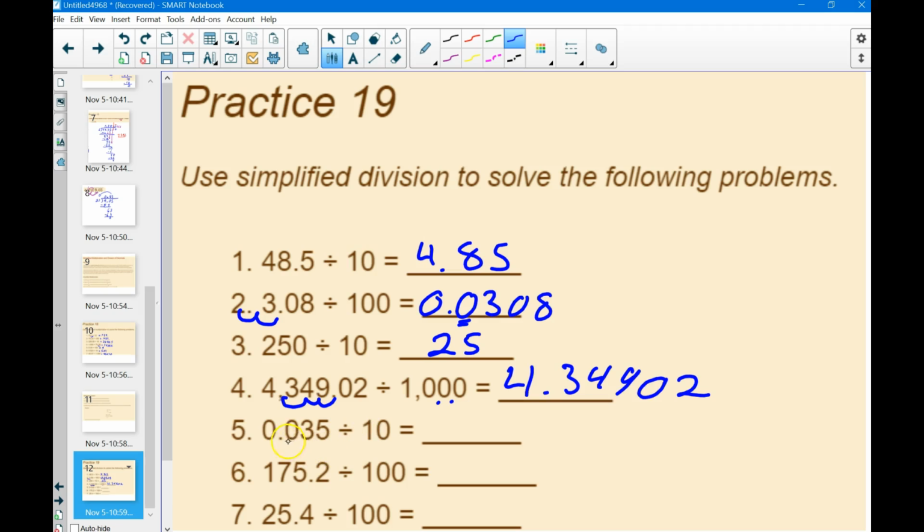The bottom one is divided by 10. The decimal again is going to move 1 place over here. It's going to be 0.0035. 2 zeros here. Going to move 2 places. 1, 2. It's going to be 1.752. And down here, 2 decimal places. It's going to move twice again. We're going to have 0.254. And we're all good.